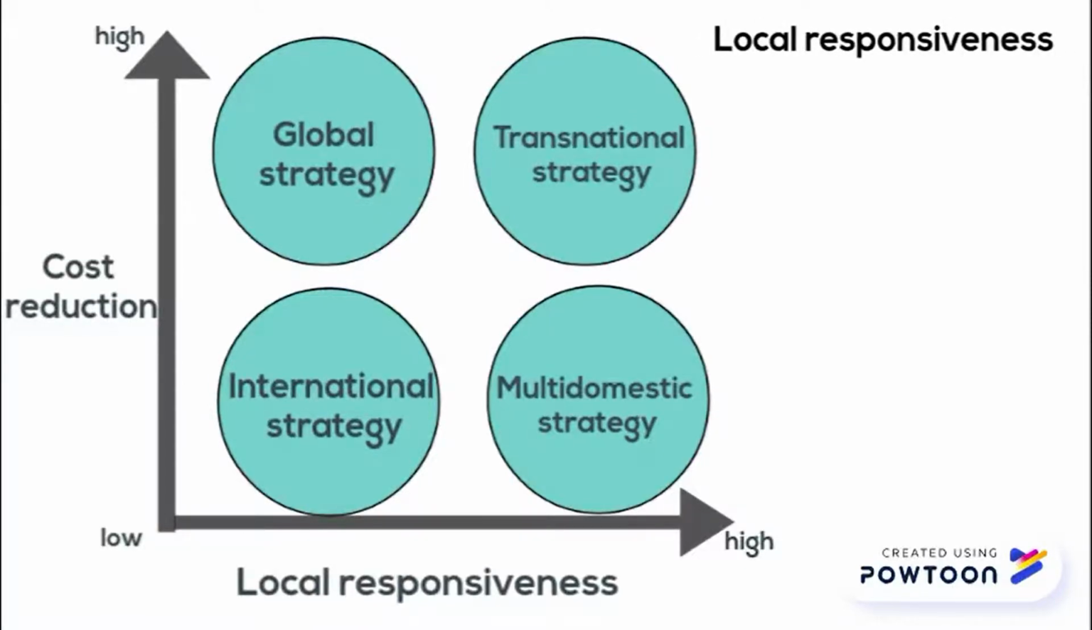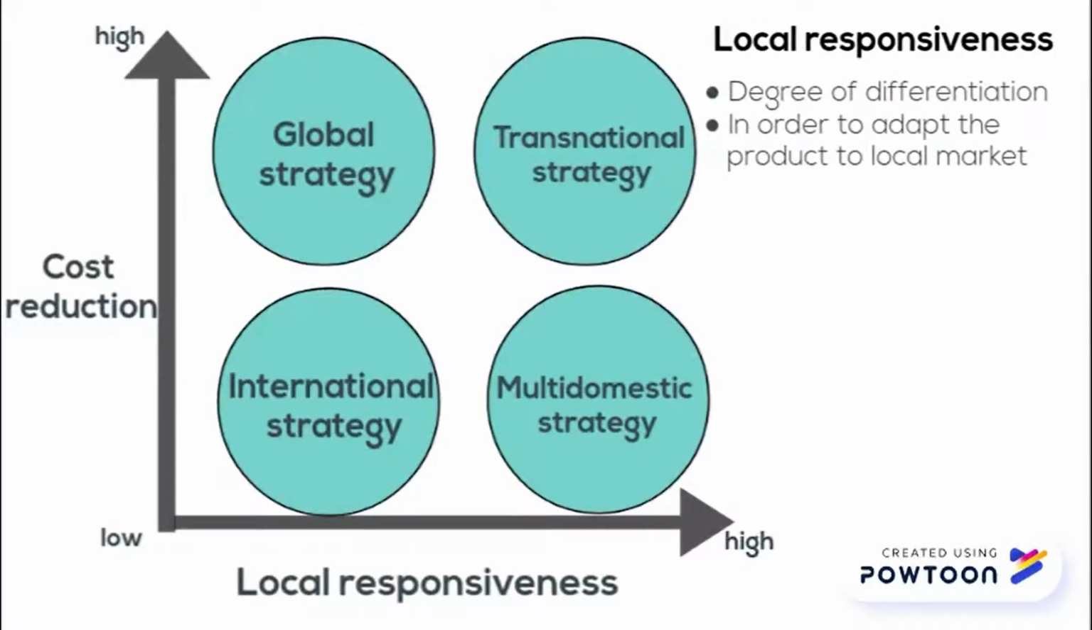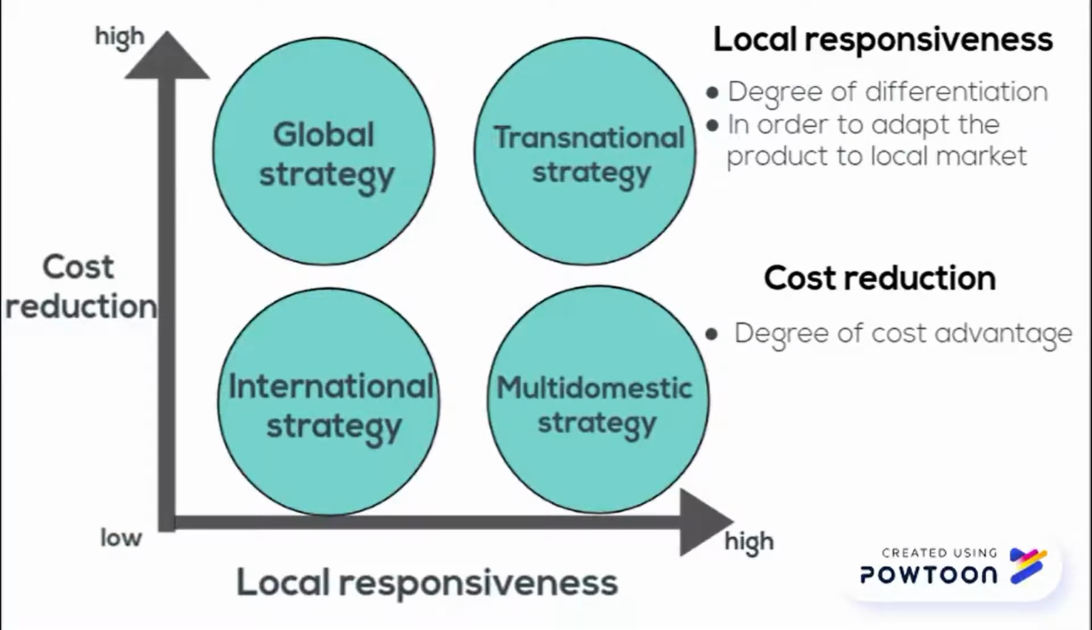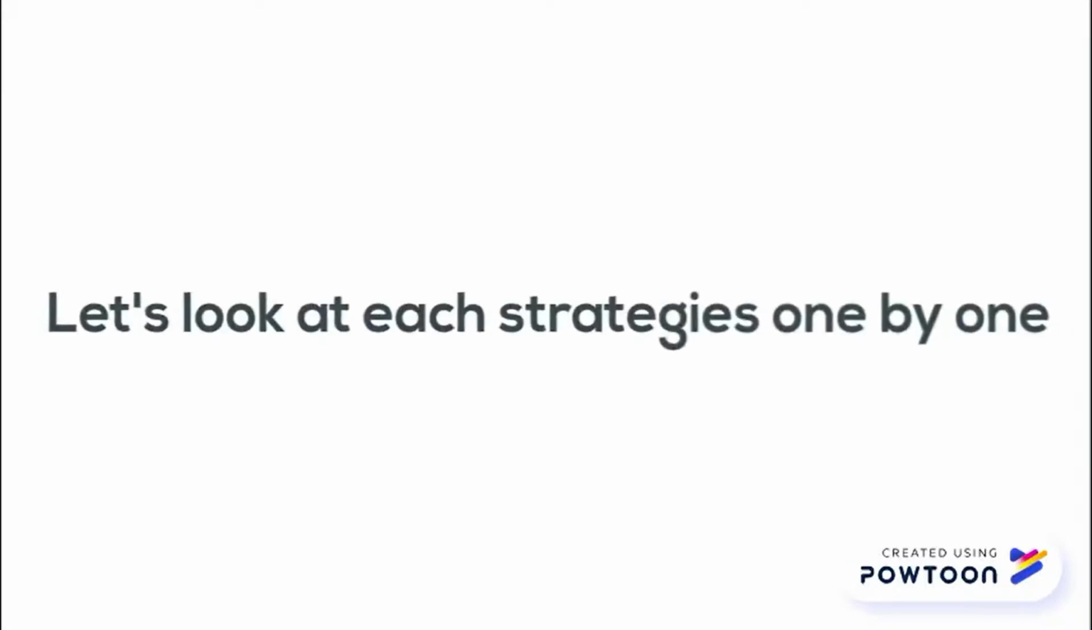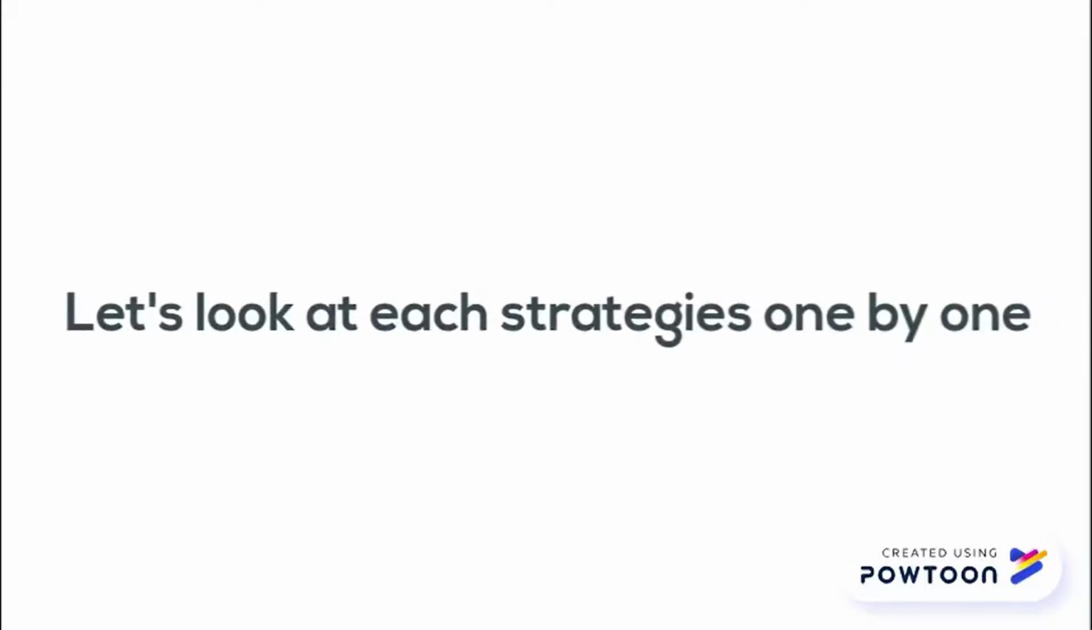Local responsiveness is the degree of differentiation among the strategies followed by a certain company in every country in order to adapt the product to the local market. Cost reduction is the degree of cost advantage that the strategy gives to the company over the industry's rivals. After this, let's look at each strategy one by one.